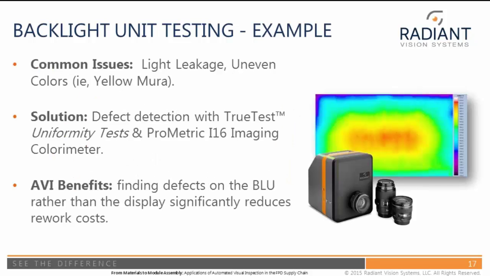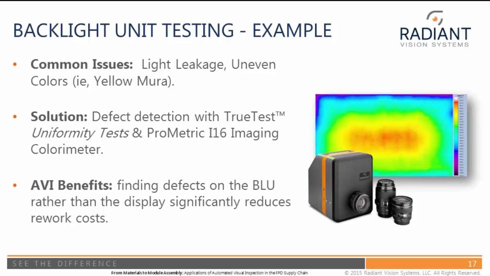So what are common issues that you would see with backlight units? What are the kinds of things that our customers might be asking us to test? We have a couple items. Light leakage is a big one, and uneven colors. Yellow mura, often there can be a yellowing that appears in the backlight unit. Another item that isn't mentioned here is the white balance of the backlight unit. It may be important to inspect the color of the backlight unit, because the white color that is produced by the backlight unit is the white that you will see when you're running the flat panel display.